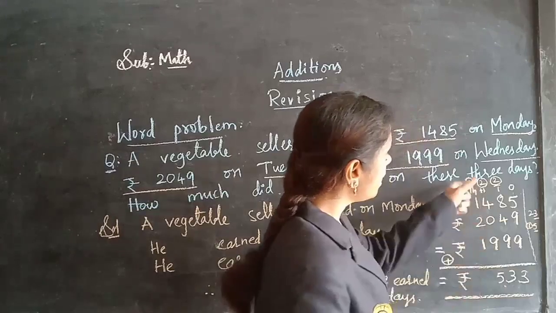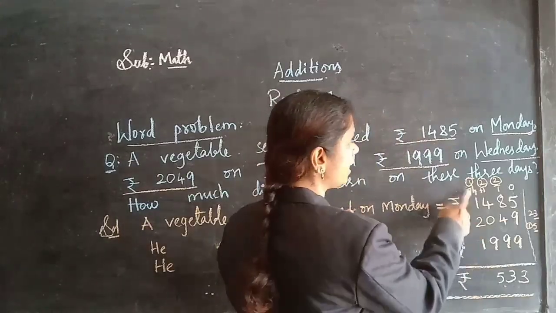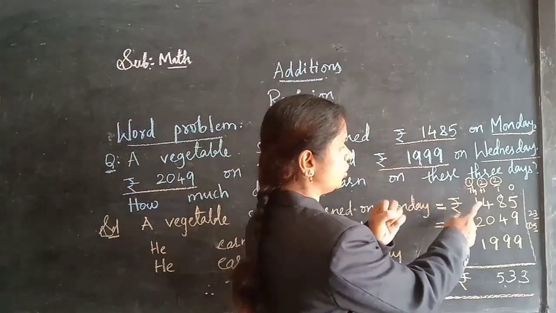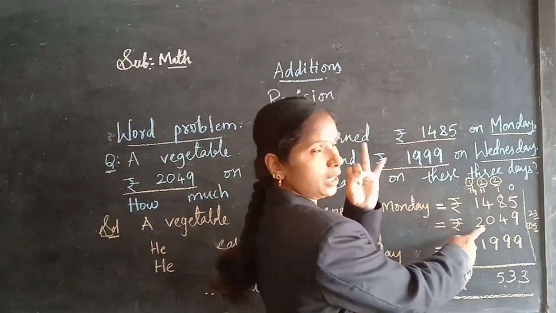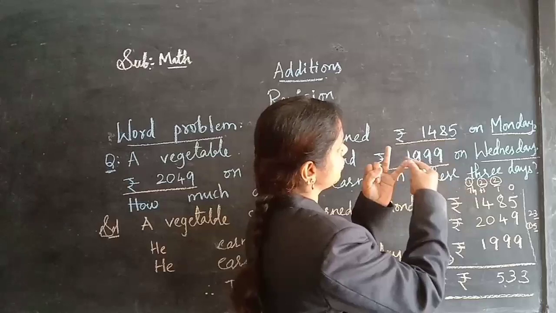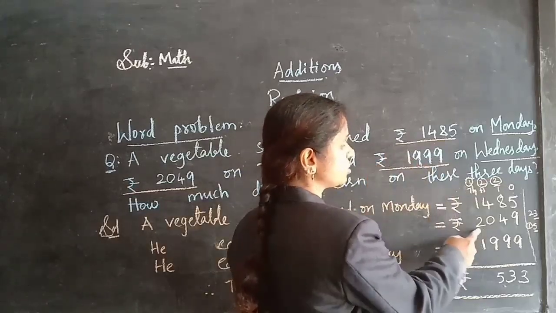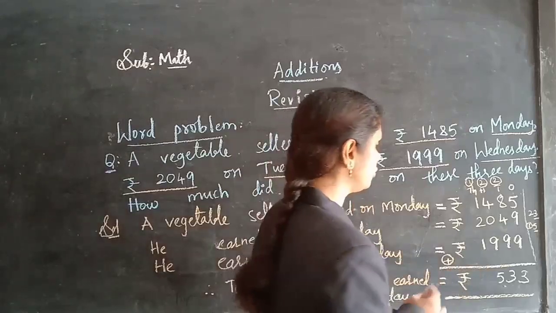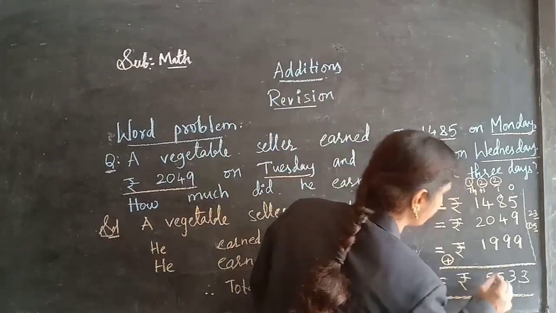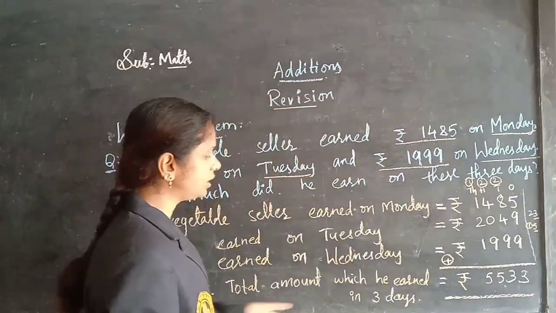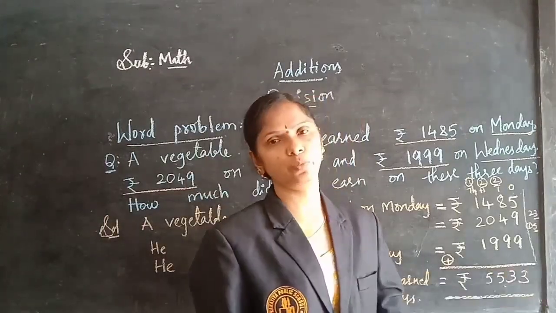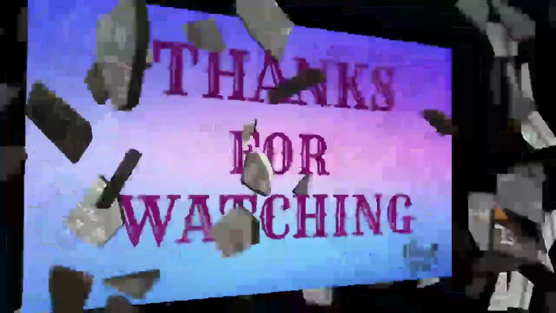So let's add the thousands column here. So 1 after 1 is 2. Next, 2 after next 2 means 3, 4. I am getting 4. So 4 after 1 is 5. So here I am getting 5. So how much amount did he earn in 3 days? 5,533 rupees, children. Thank you.